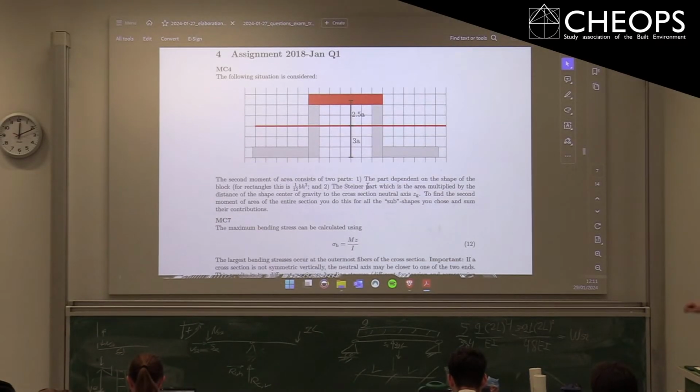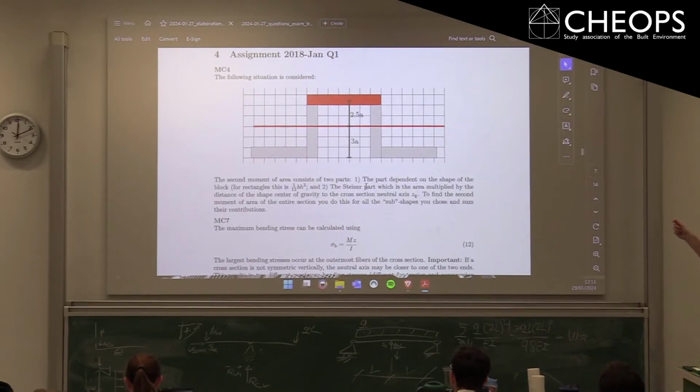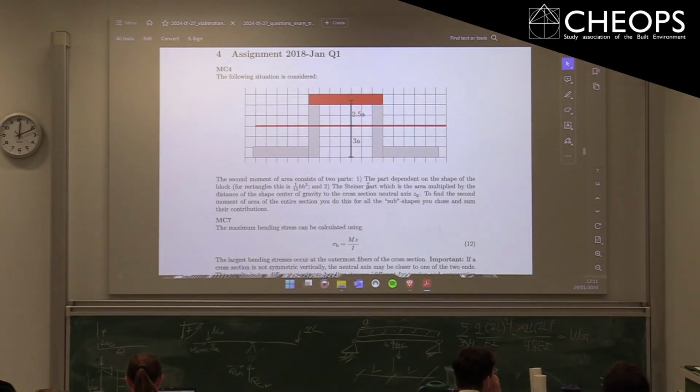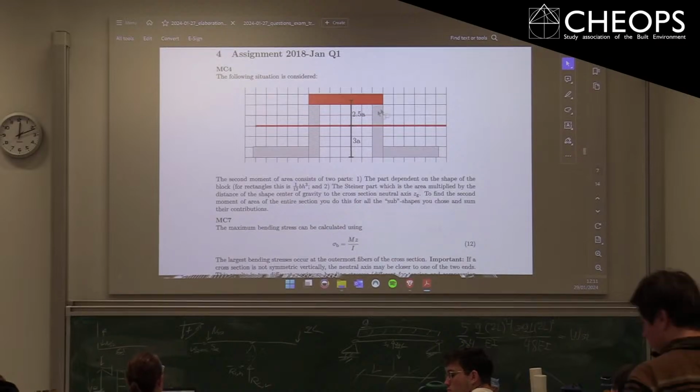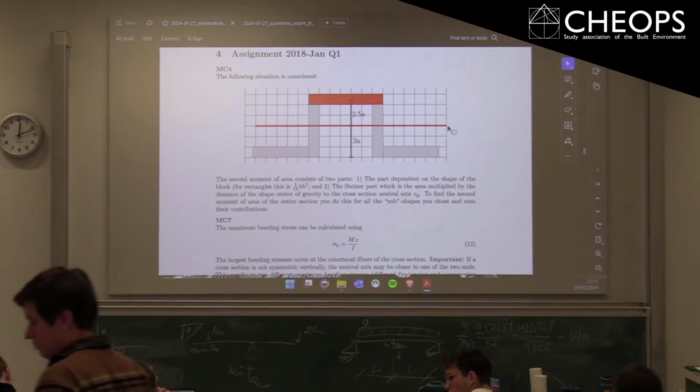Yeah, and how you had to do this, just as a reminder, you've got the contribution of the shape itself. So that's for rectangles, for example, 1/12 bh to the power 3. But also don't forget the contribution by the distance, right? So the distance to your neutral axis, to the center of your shape, basically. So in this case, it was 2.5a with the 3a line of gravity.